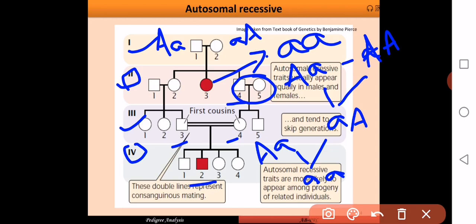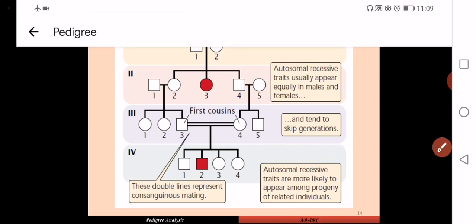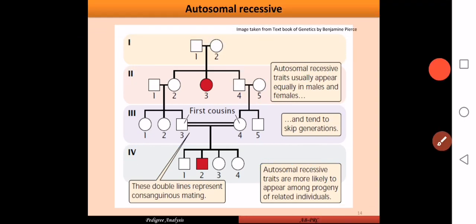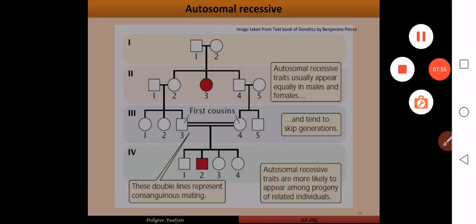And on this side, this individual 3 should be capital A, small a in the third generation. Okay, so in that case also you can cross check the same way, and you can find that this is also possible. All right, so this is the genetic status or genotypic pattern of an autosomal recessive trait. So I hope you can follow this pattern of inheritance in the autosomal recessive disease.